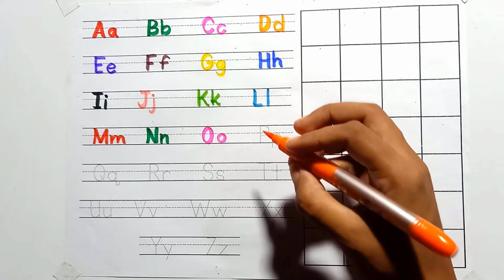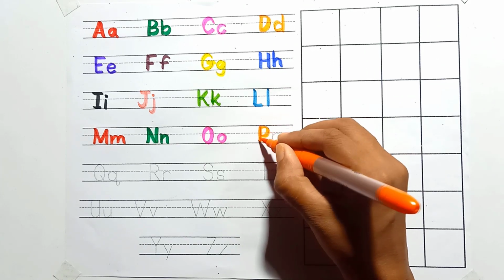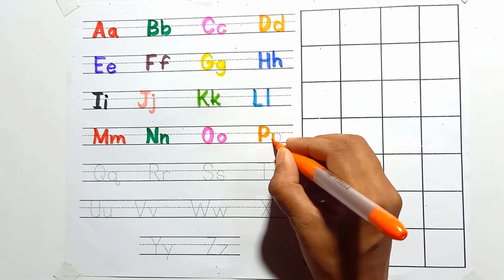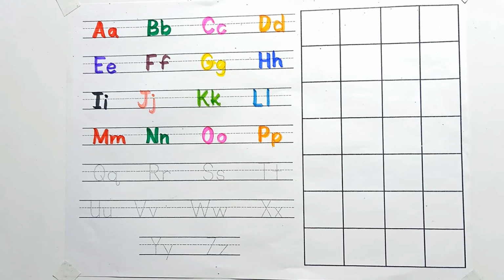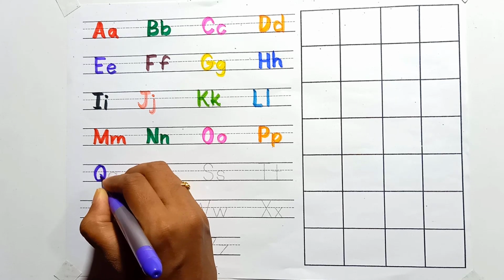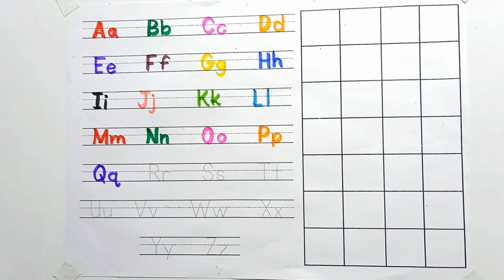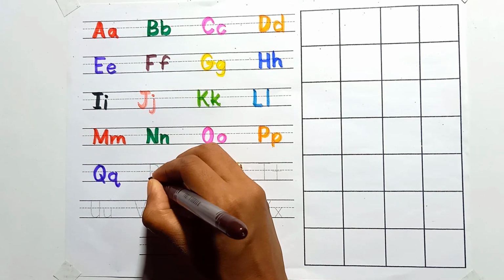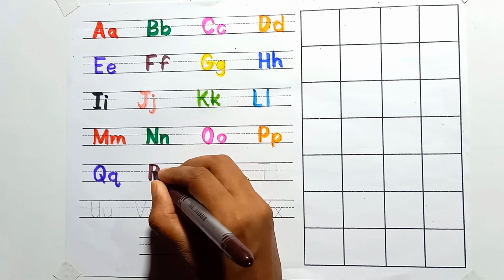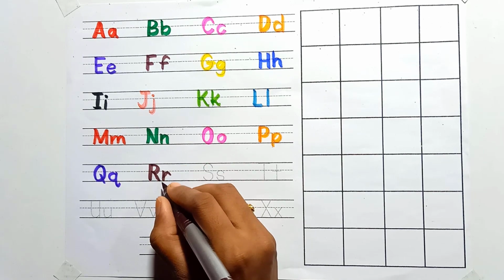Write with me uppercase letter F and lowercase letter F. Write with me uppercase letter Q and lowercase letter Q. Write with me uppercase letter R and lowercase letter R.